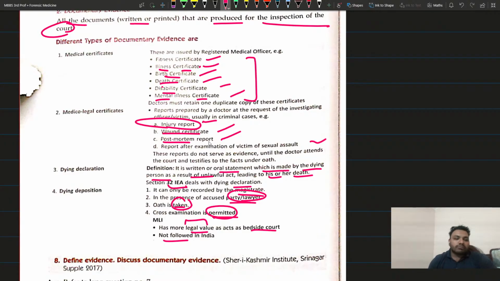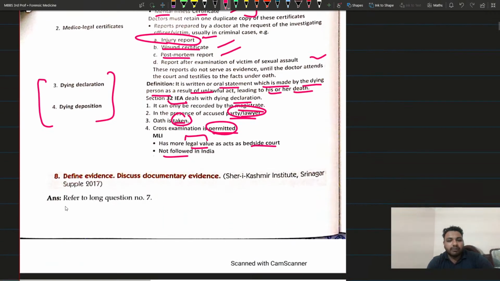Okay. Now, there is a dying declaration and a dying deposition. Very important, because in recent examinations the difference has been asked. What is a dying declaration? We will talk about the difference further along in this part. It is a written or oral statement made by the dying person as a result of an unlawful act leading to his or her death. It can be recorded by the magistrate in the presence of a party or lawyer. Okay. That's the dying declaration.